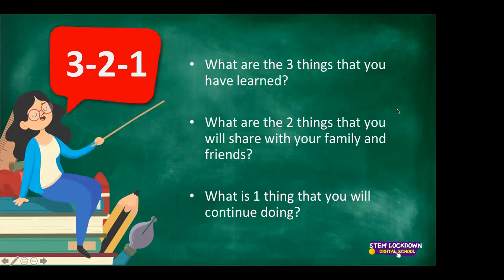Okay, so at the end of this lesson, we are going to focus on the 3-2-1 method again, because we focused more on the KWL a lot, because obviously those are some of the questions that you need to have at the back of your head before you start learning something. So the 3-2-1, at the end of this lesson, I'm going to ask you the 3 things that you've learned, the 2 things that you will share with your friends and family, and 1 thing that you'll continue doing. Right.